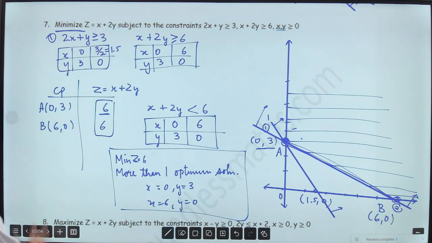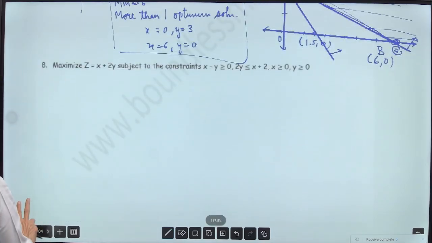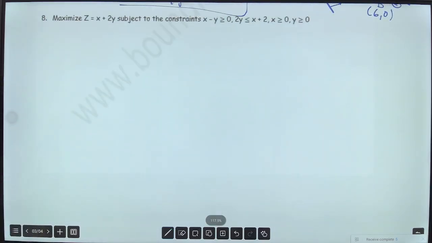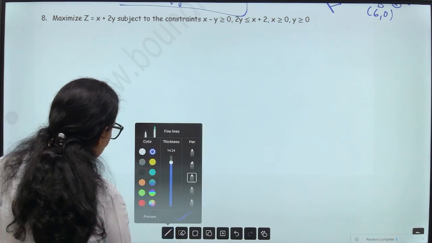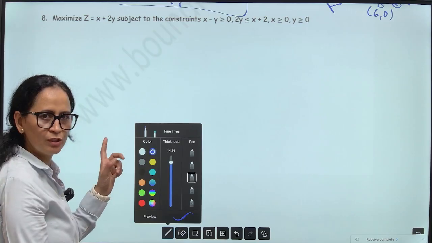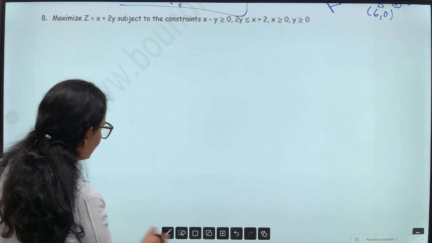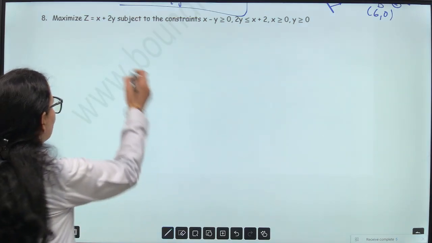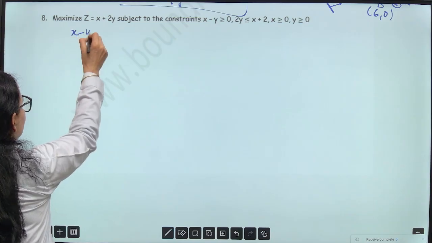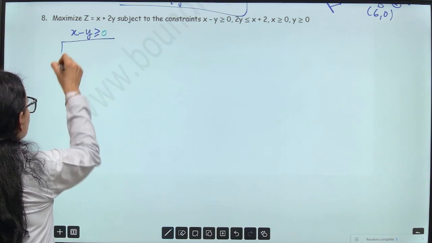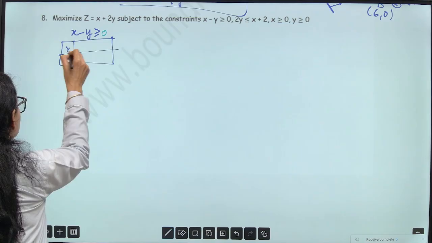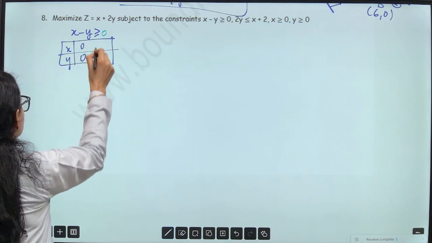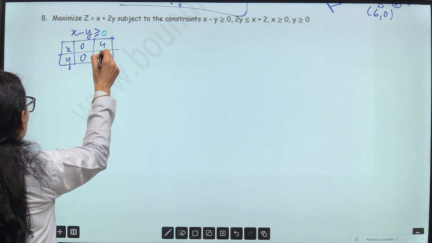Right? Now let's look at the third kind of question on unbounded regions, where we don't have any solution. Because we have seen the questions on one solution and more than one solution. Now in this question, most likely we are not going to have any solution. Let's look at it. So the explicit constraints are x minus y greater than or equal to 0. Let's make the table for this. If x is 0, y is 0. So let's take another value. If x is 4, y is also 4.